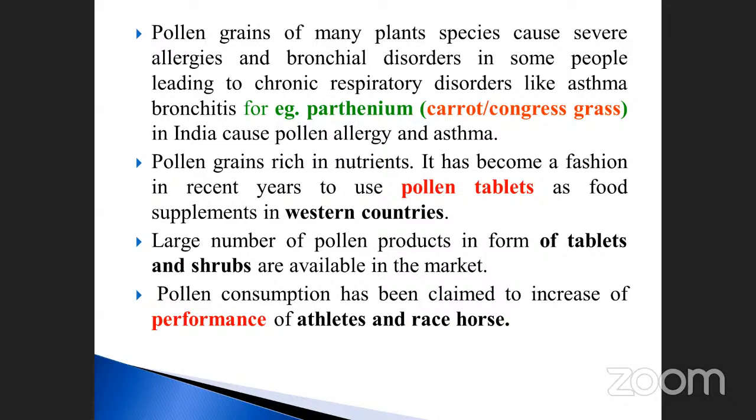For example, Parthenium. Parthenium is one of the plants. It is nothing but one of the weeds. Mostly they ask questions on it. It is also one of the weeds.